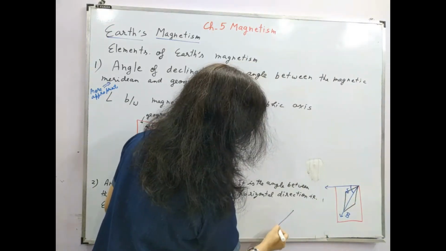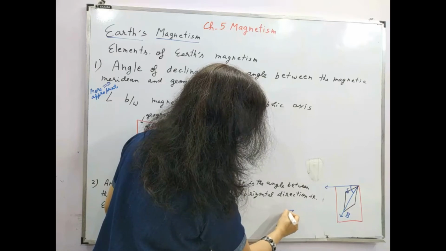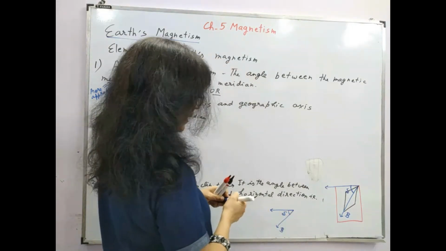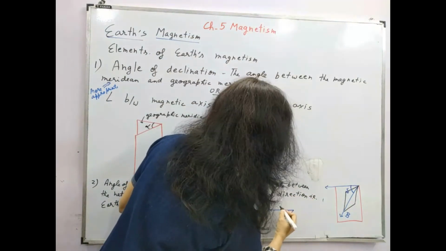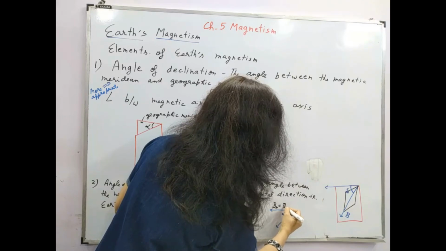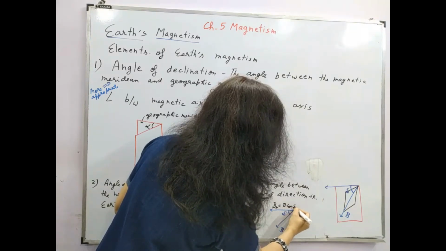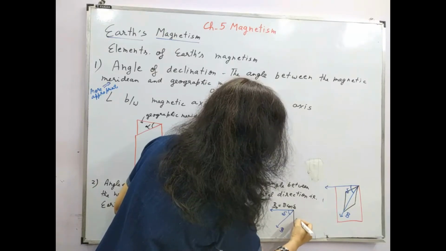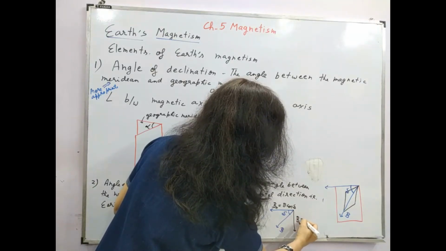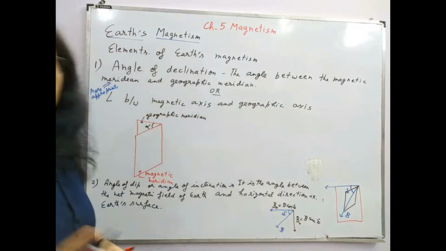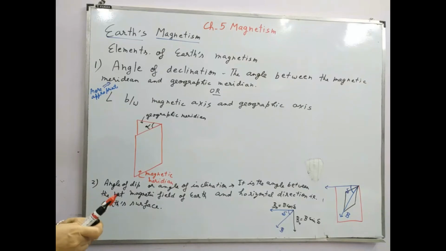So if you look at this, this is your net magnetic field, this is the horizontal direction and this is the angle of dip, and this can also be written as the horizontal component of magnetic field, B cos delta, and we can write the vertical component of magnetic field also, this will be B sin delta. So these are the two elements. Third element I will write on the next slide.